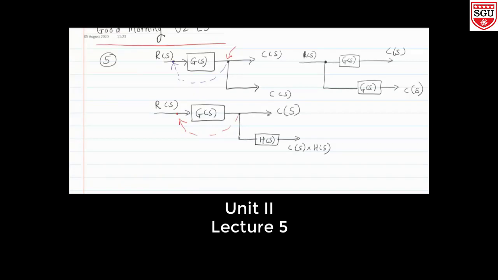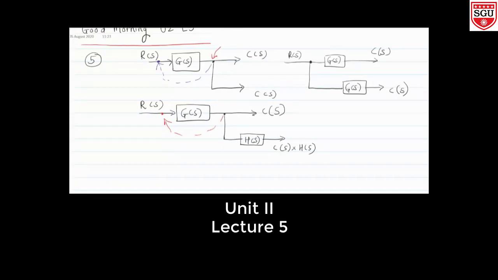Then what do you think? What will be the answer? It is simple. What will be the answer? G of S into H of S.